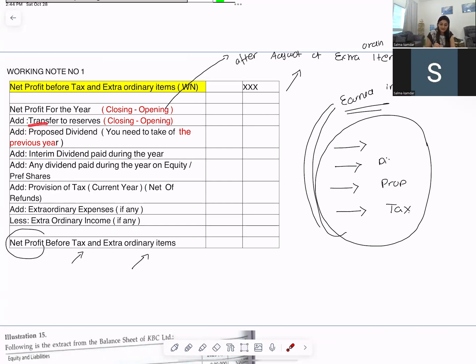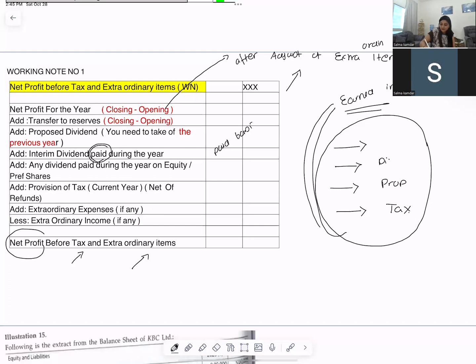So if you have transferred anything to the reserves from your current year profits, you will add that back. If you have proposed a dividend in the last year, you might have paid it in the current year, the final dividend. So you will add back the proposed dividend of the previous year because you used your profits of the year to pay the dividend in the current year. You will also add back any interim dividend that you have paid. You should remember over here that dividend is always added back on paid basis.